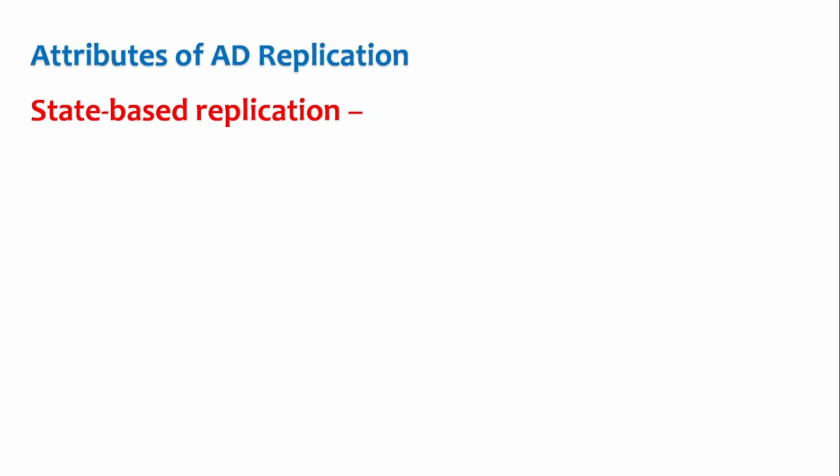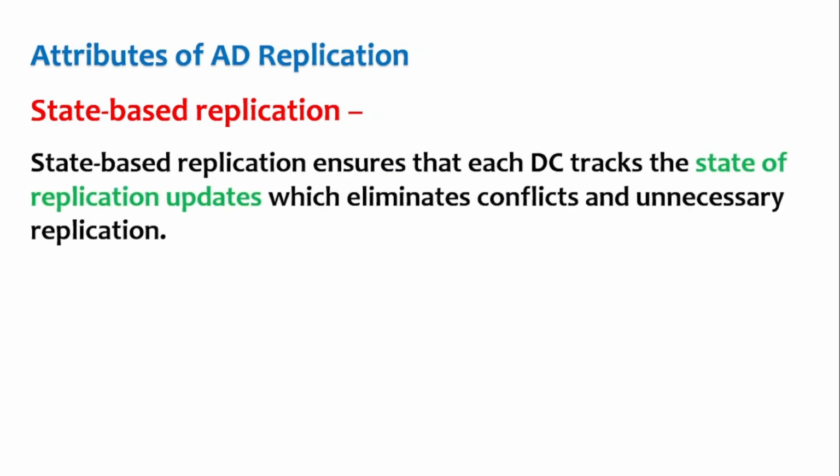And the last attribute of Active Directory replication is that it's a state-based replication. State-based replication ensures that each domain controller tracks the state of replication updates, which eliminates conflicts and unnecessary replication. So whatever data is notified, it will first check the status of that replication, and if it's already there, it will ignore it. So at the end, it will eliminate conflicts and unnecessary replications.